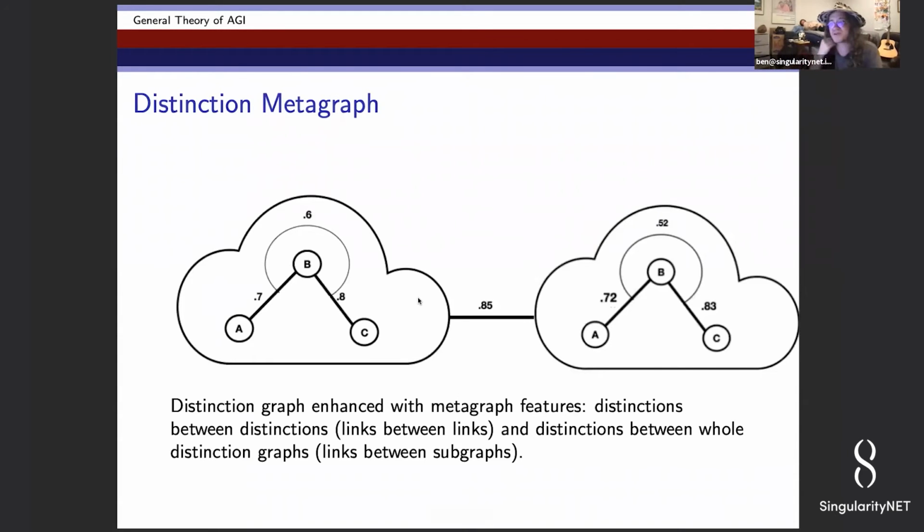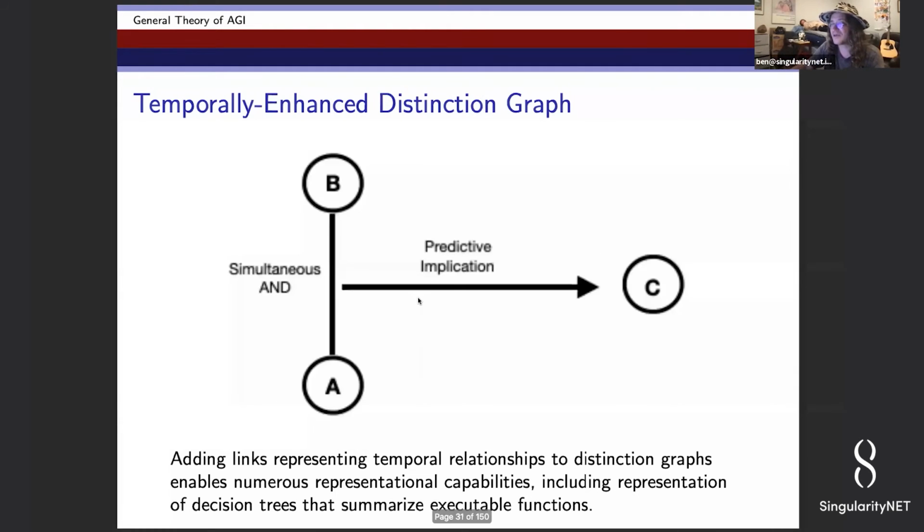Like a distinction metagraph, you have a link that's a distinction between two links, a distinction between two distinctions. You can have a link that tells how distinct two different distinction graphs are, and building this up gets you closer and closer to an adequate representation for describing or building AGI systems.